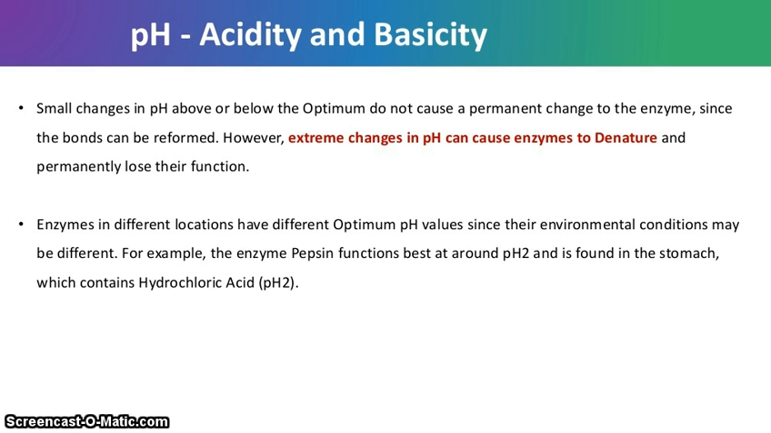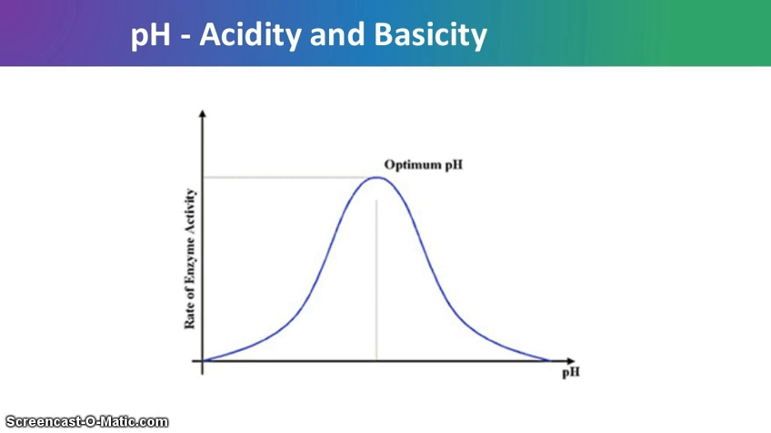Enzymes in different locations have different optimum pH values, since their environmental conditions may be different. For example, the enzyme pepsin functions best at around pH 2 and is found in the stomach, which contains hydrochloric acid. So you can see the rate of enzyme activity at optimum pH.